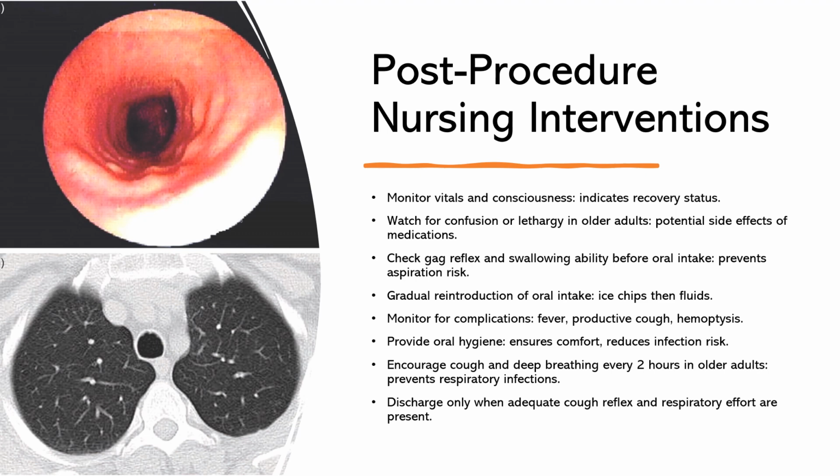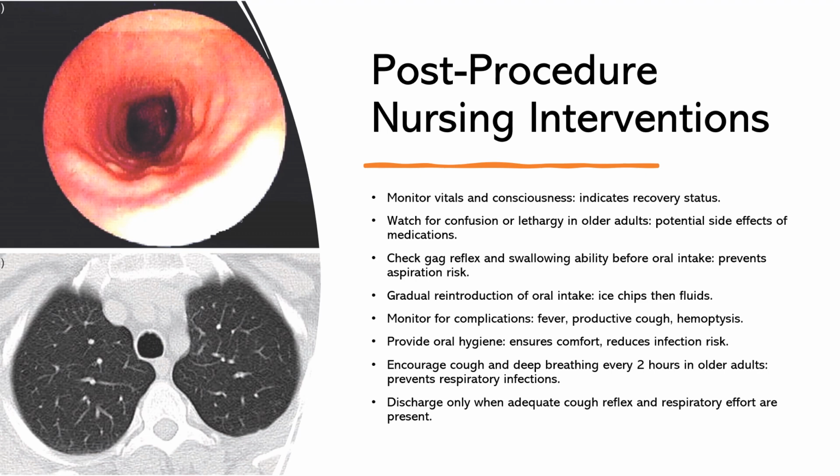Now, before we start any oral intake, we need to check for the presence of the gag reflex and the client's ability to swallow. This is crucial. We don't want to risk aspiration. Remember, the gag reflex in older adult clients can be slower to return due to impaired laryngeal reflex. So we start small with ice chips, then fluids once we're sure the gag reflex is back in action.